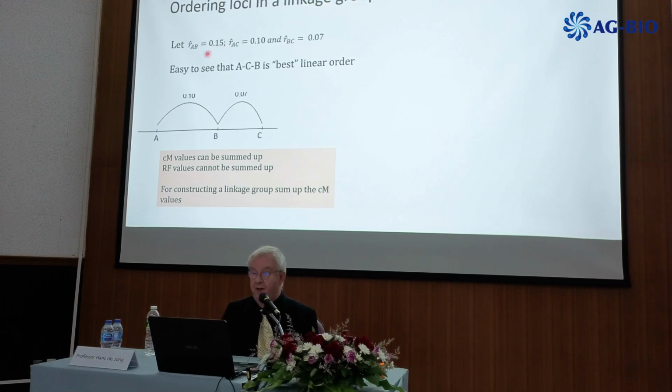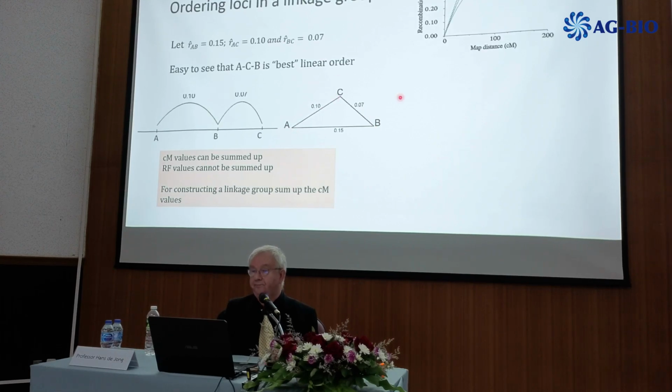So you see that the estimated recombination on a longer distance deviates from what we expect on the basis of just summing up the small distances. Important take-home message: centimorgan values can be summed up, but recombination values cannot be summed up. For constructing a linkage map, sum the centimorgan values of markers that are always very close together. So this finally is the triangle in which you bring together the positions of the A, B, and the C loci.